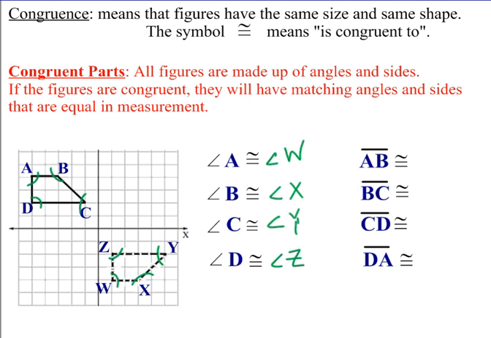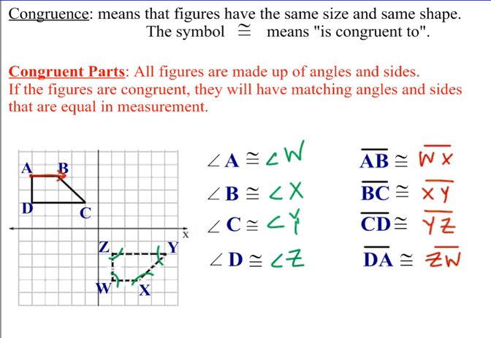Now, when we take a look at the sides, we talk about the sides themselves. We look at side AB, starting from A, going towards B, and we use this little bar on top to mean side, and we'd say that side AB is congruent to side WX. We can see that side BC is congruent to side XY. Side CD is the same as side WZ. They are congruent. Side DA is congruent to side ZW.